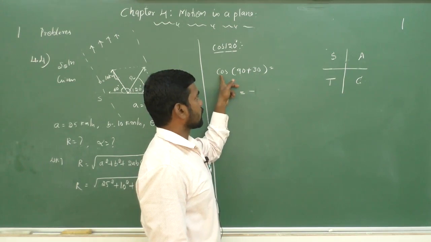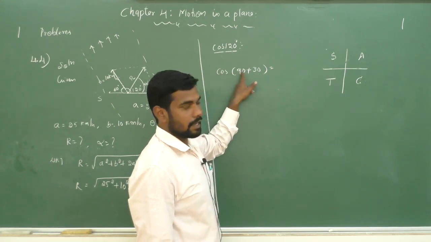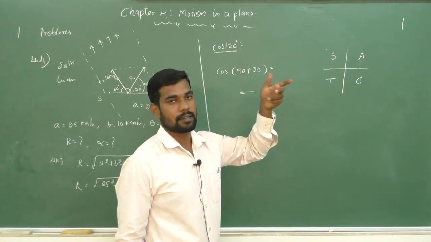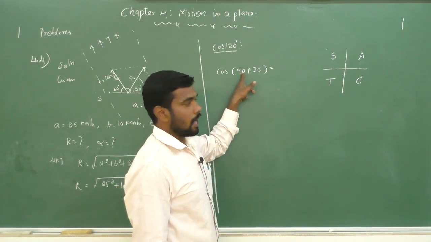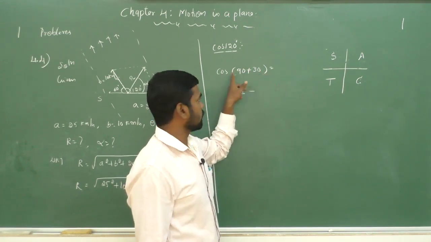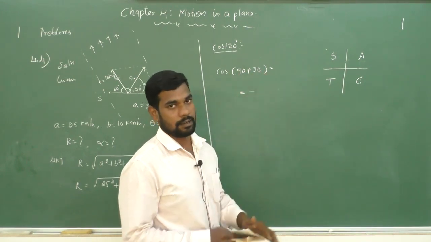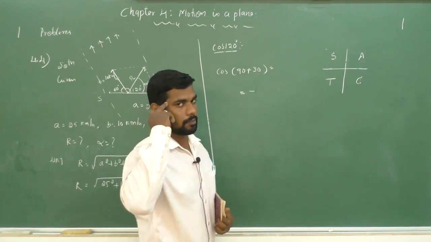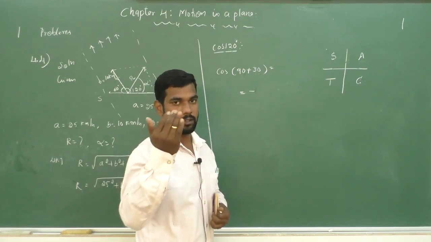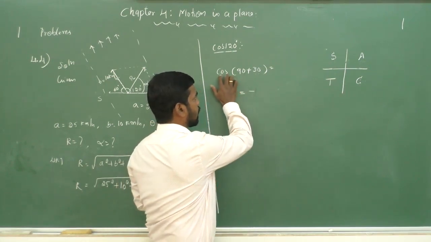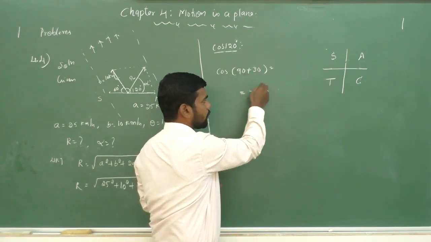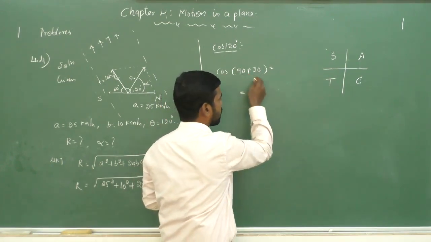After this, if cos 90 plus theta is there, this cos will be converted into sin. If it is 270 plus theta, this cos will also be converted into sin. Clear my point? Keep in mind that this is the trigonometry rule: cos of 90 plus theta will be converted into sin.